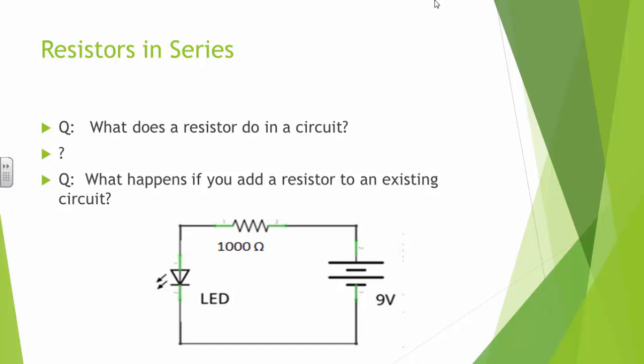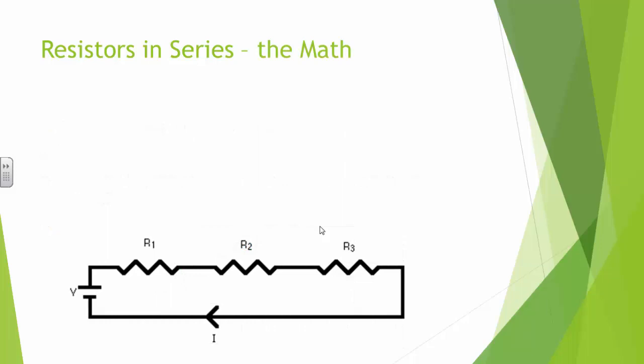Now, my next question for you is what happens if you add a resistor to an existing circuit? What happens if we take the resistor here and put a second one after it? Hopefully your answer was it'll slow down the current even more, and that is basically true. As far as the math goes, we can be more specific. When we add resistors one after another, resistors in series, the resistances add up.